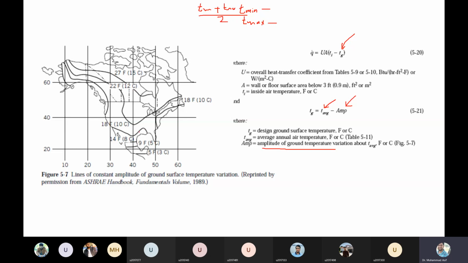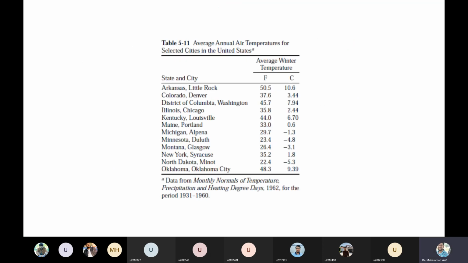For example, if your location lies on one of those lines, that's called the constant AMP, the lines of the constant amplitude. So you need to know your average temperature for that particular location and the value of AMP, and then you can calculate the ground temperature. By using the ground temperature, you can calculate the heat transfer because of the ground. This is an example of the annual average temperature in different cities of USA.